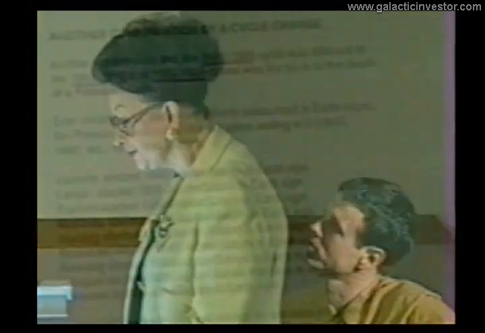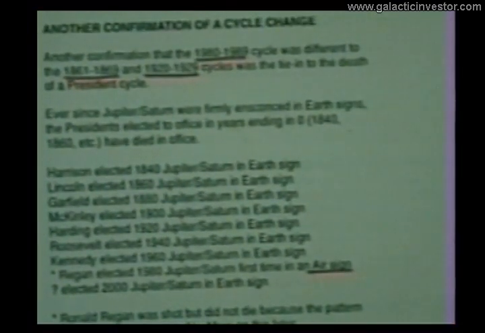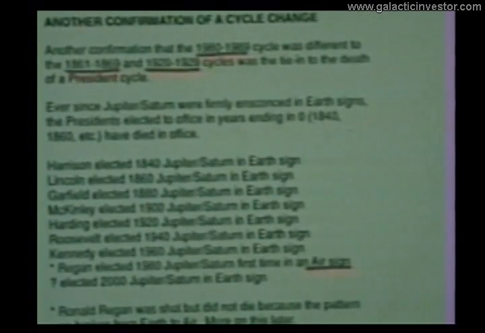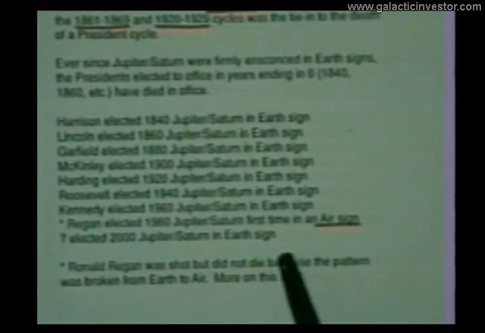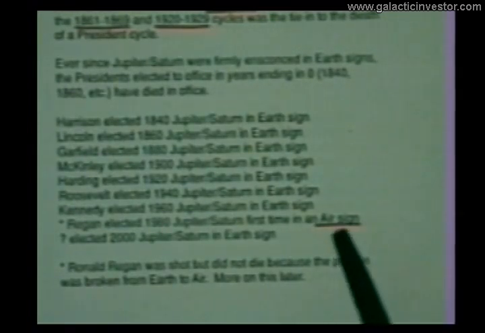But we have other things that also confirm these cycles. For example, these Jupiter-Saturn conjunctions, as we all know who are involved in astrology, also predict the death of a president cycle. And so we have a list here of all the conjunctions in the Earth signs. You have them all listed. And it says all the presidents who come to office during the years ending with a 0 during these Earth signs have died in office. And if you look at the record, you'll find that's exactly correct.